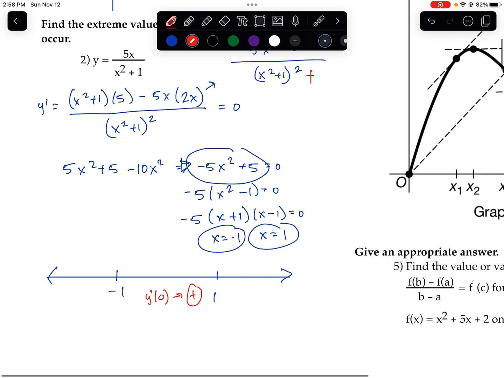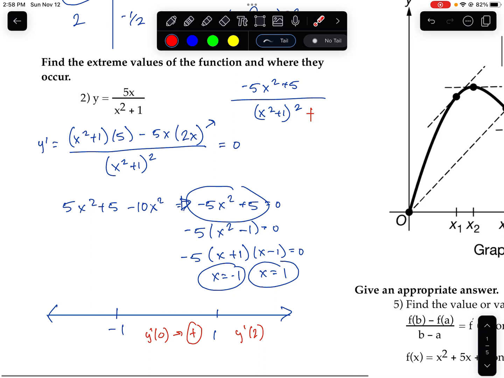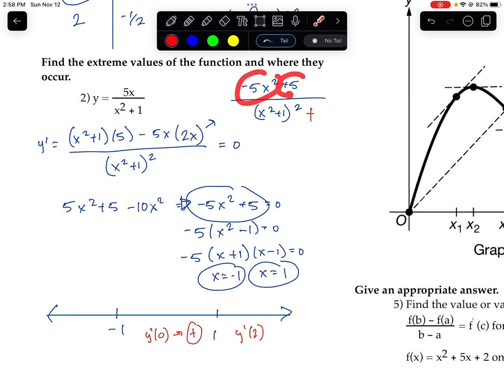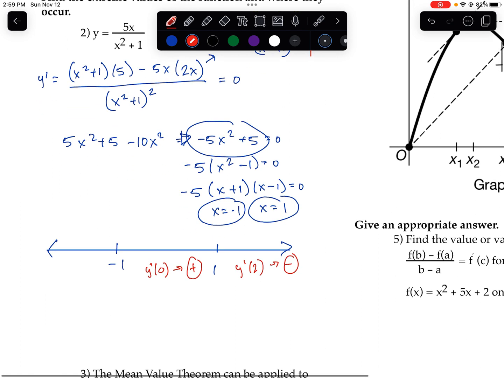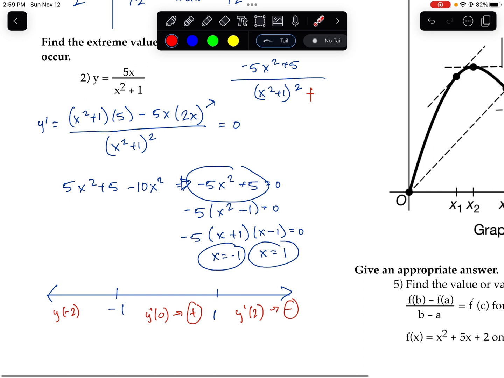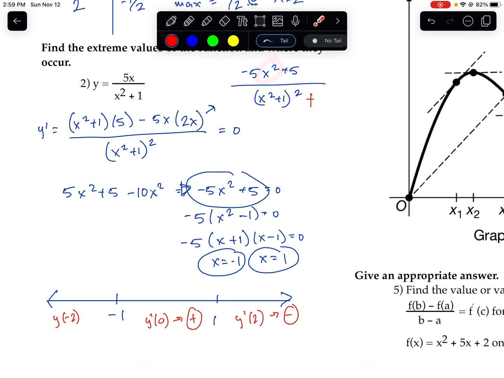Let's check something over here, so like y prime of 2 or something like that. If I plug in 2, this right here would become 4, that would become negative 20, and negative 20 plus 5 would still be negative, so negative divided by positive, so this will be negative. And let's make sure we check over here. Let's try y prime of negative 2. That really won't change anything, because negative 2 squared will be 4. 4 times negative 5 will be negative 20, so the result is the same.